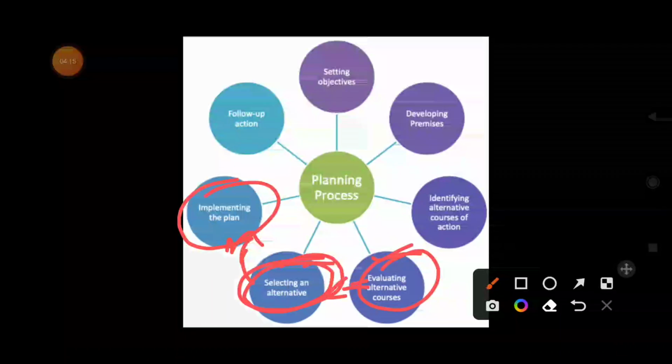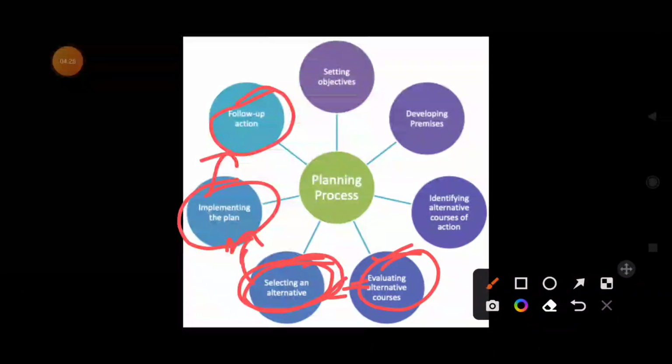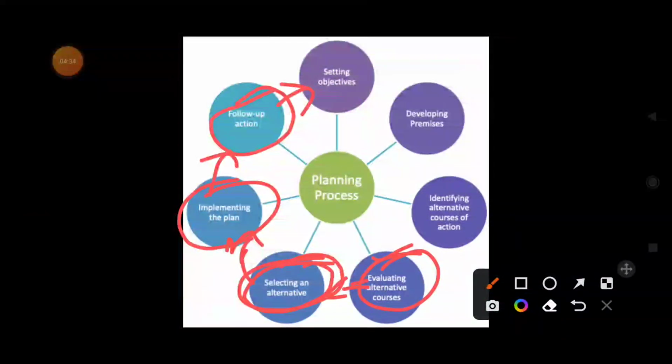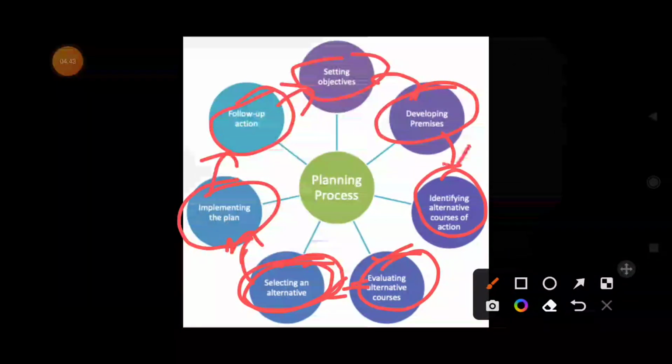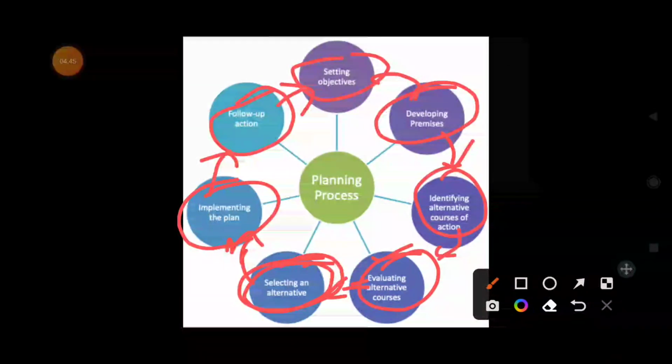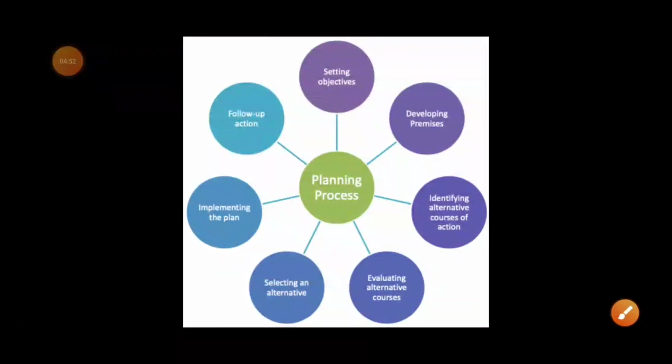Planning will be done by top level management. Then follow up action. When they are implementing, we need to take care of control and coordination. Follow up should be done. Then again one more plan will come, again we need to set the objectives, develop the premise, then identify the alternative courses of action. This is how the planning process or planning steps are there. So hope you understood. So let us see this, whatever I have explained orally, with the book information.